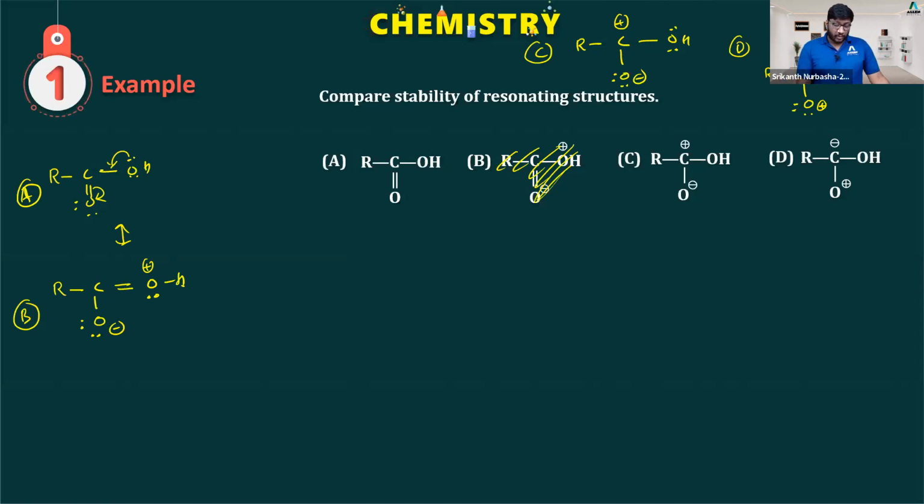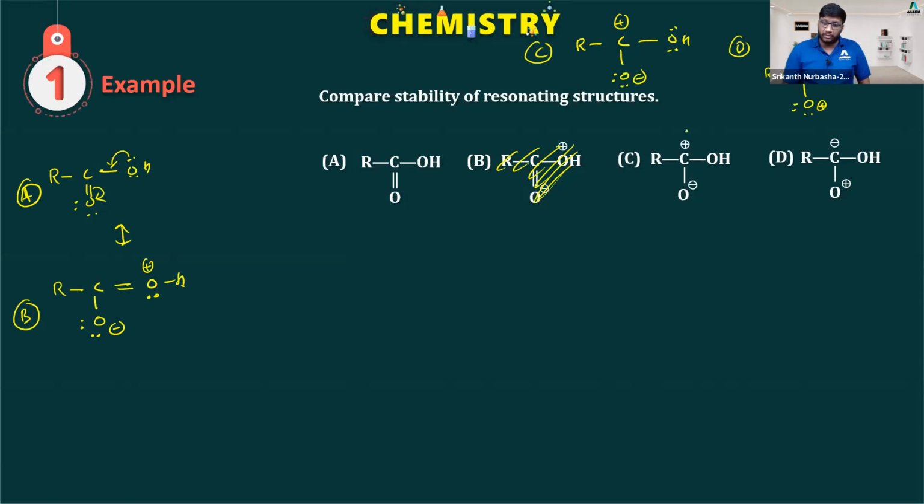Among C and D. Among A and B, which should be more stable? Octet is complete for all the atoms. If octet is complete for all the atoms, then the uncharged resonating structure is more stable. So A is complete octet and uncharged. B is complete octet but charged. C and D have incomplete octet, but C has the more electronegative atom with the negative charge. D has the less electronegative atom with the negative charge.